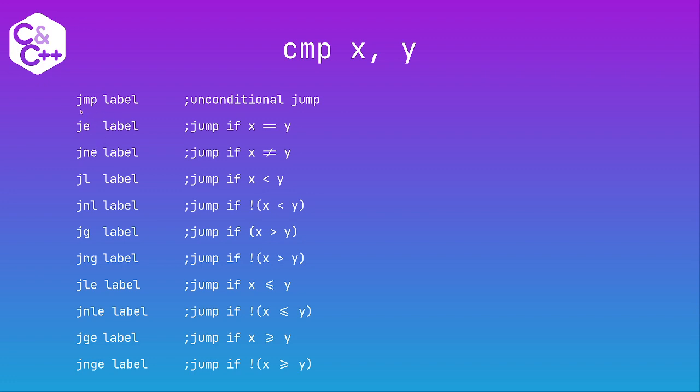So first one is JMP label, which is an unconditional jump. We will just go to wherever we want. Like if you want to make an infinite loop, you can just jump to the label, come back, and then jump to the label again. That will make an infinite loop. Jump equals label is equal to, if x is equal to y.